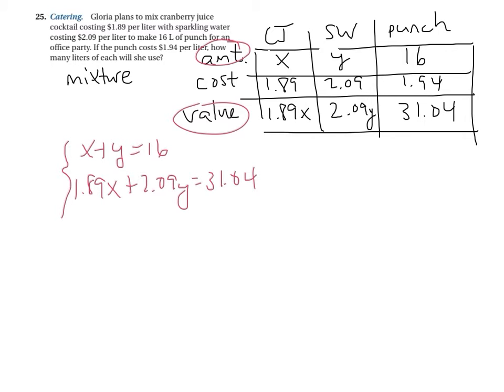Since we do have access to a calculator, let's multiply the top equation by negative 1.89. That will make the coefficients of the x's be opposites. So negative 1.89x minus 1.89y equals negative 30.24. Bottom equation, we'll just leave it alone.